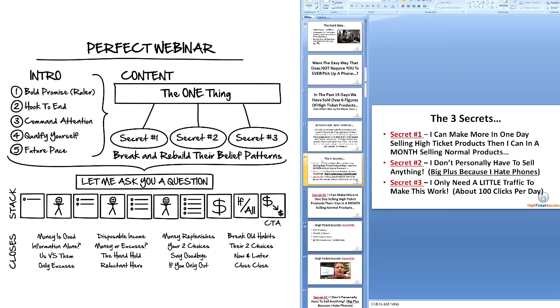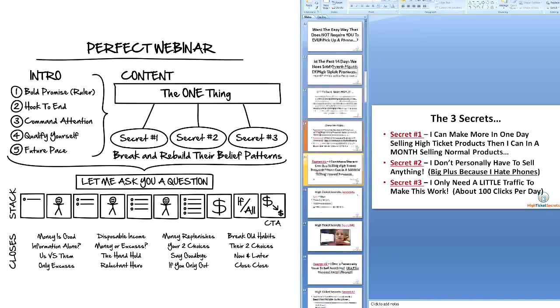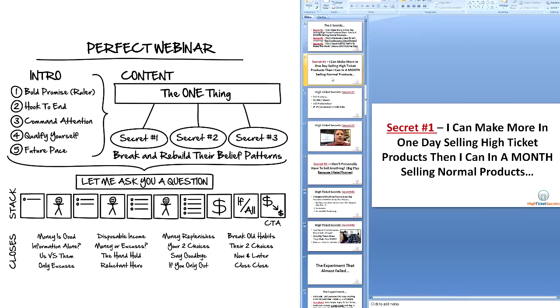So I show those up front, like, hey guys, during this webinar I told you that we're going to talk about how to sell high ticket things without picking up the phone. Now to do that, I'm going to show you my big three secrets. Secret number one is this, secret number two is this, secret number three is this. So I kind of tell them what it is. Now I'm going to break into the content. Now I'm going to show you secret number one. So I come in and I say, this is what secret number one is. I can make more money in one day selling high ticket products than I can in an entire month selling normal products.